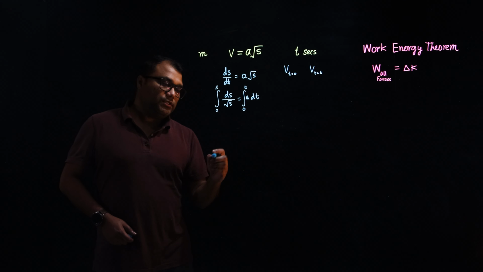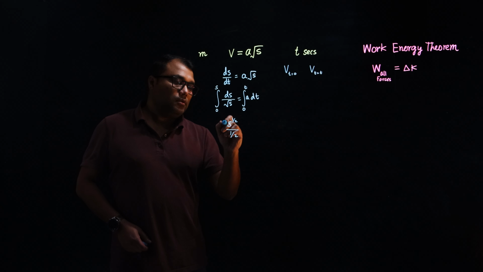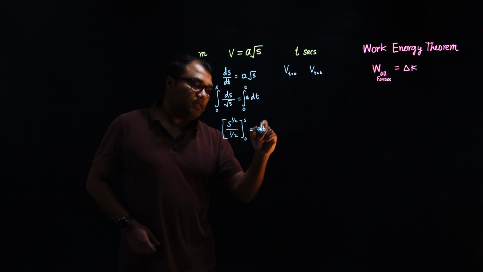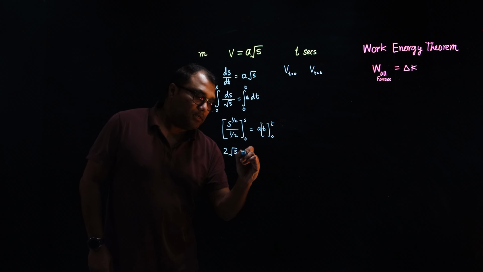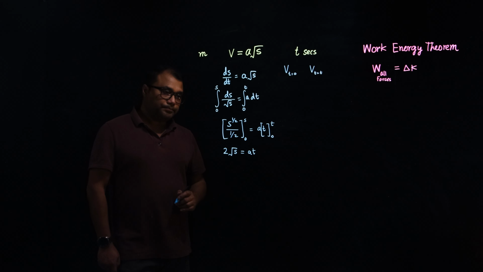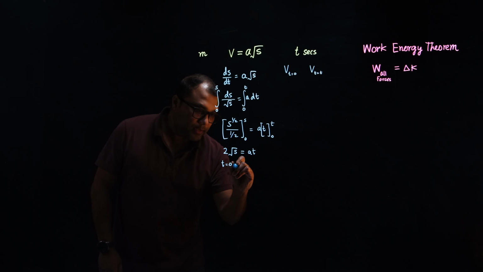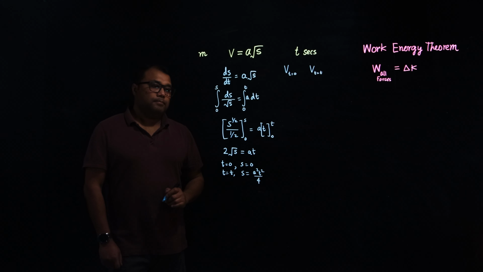Now if we integrate both sides, this becomes s to the power half by half, with limits from 0 to s, and this becomes at, again with limits from 0 to t. So we can write this as 2 root s equals at. At time 0, s is 0. At time t, we know s is a squared t squared by 4.